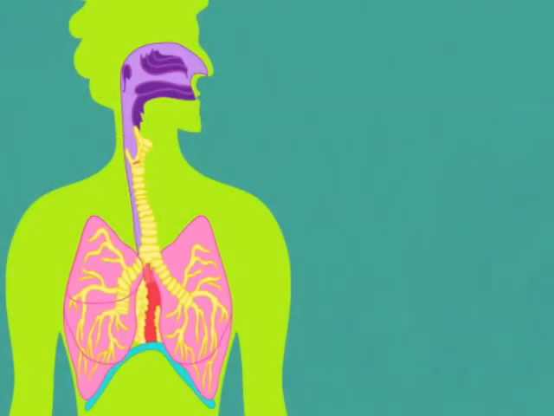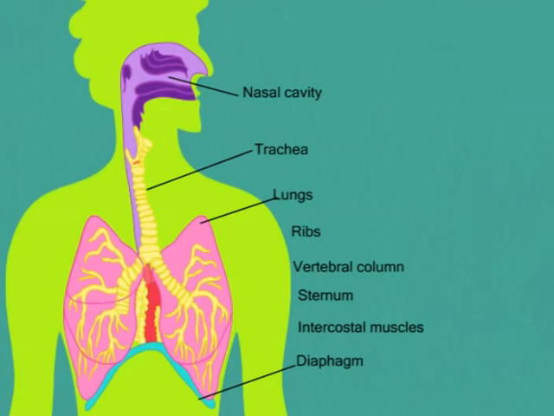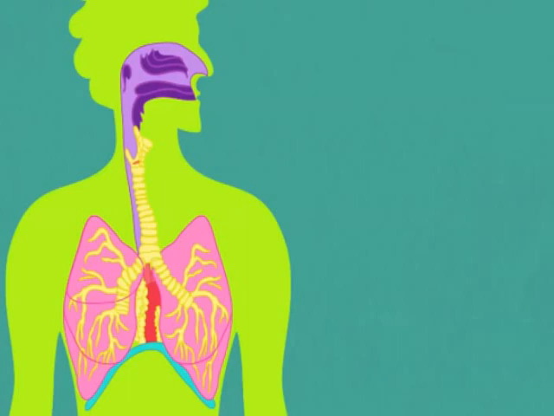Next, gaseous exchange in mammals, and we look at humans. Now, the structures for gaseous exchange in humans include the following: the nasal cavity, trachea, lungs, ribs, the vertebral column, sternum, intercostal muscles, and the diaphragm. We look at each one of them in that order, and we start with the nasal cavity.